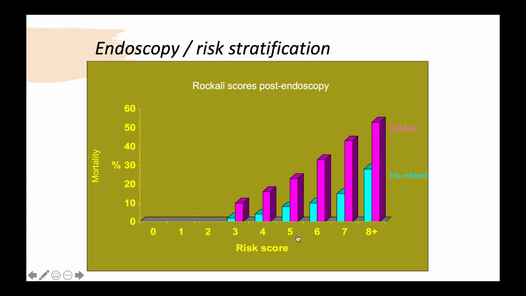And then here again, there's another graph I took from your lectures, just to show that the higher the Rockall score, the higher chance of rebleeding as well as mortality. So if they've had a high Rockall score and they've rebled, there's a higher mortality compared to, obviously, those who didn't rebleed, but they still have a high mortality rate. They've got a higher Rockall score.